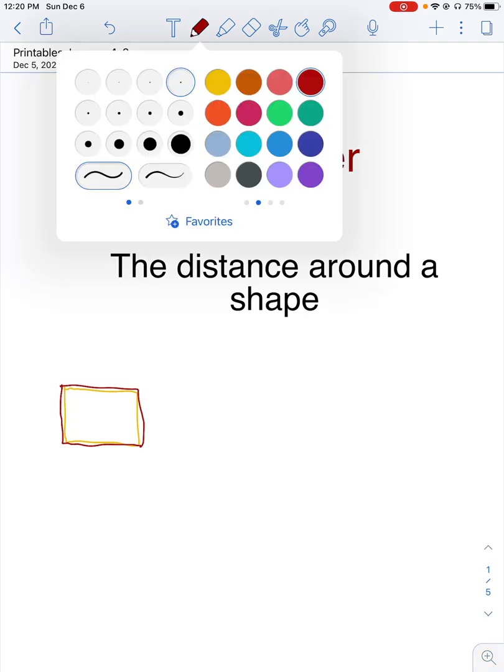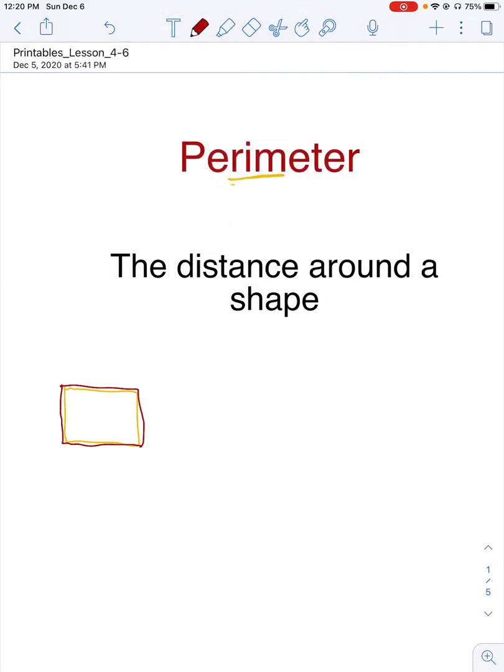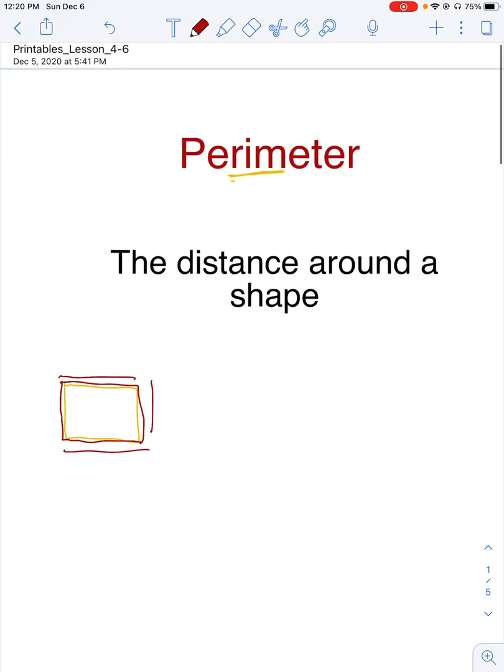So in order to find the perimeter of this object, I would need to measure each side to find what the length is. And then I would add up those sides, and that would be my perimeter. So let me show you an example.